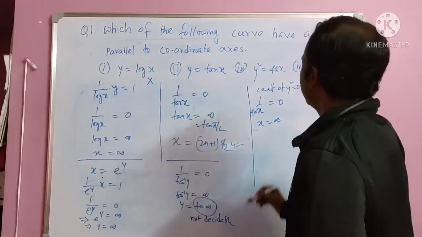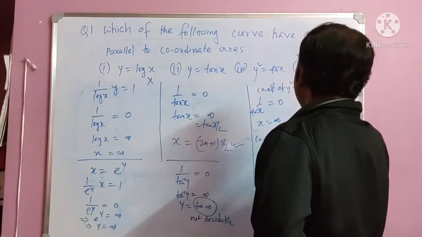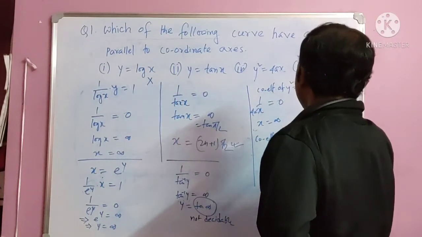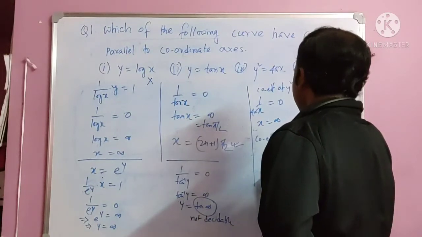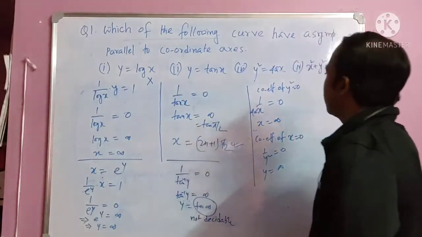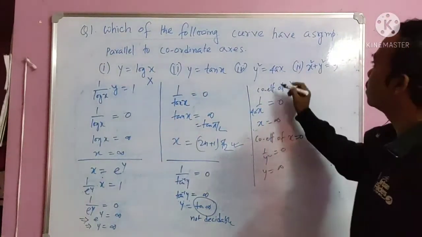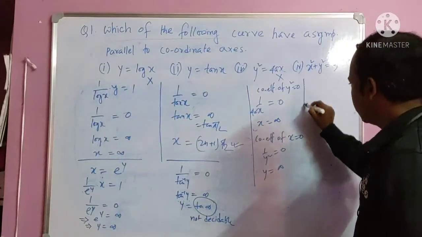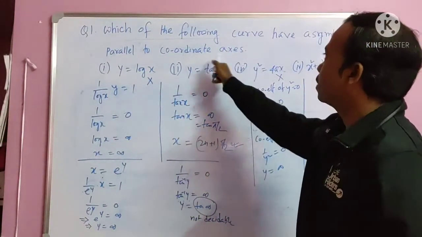Not true. Coefficient of x equals 0. This gives 1 by y square equals 0. This gives y equals 0, y equals infinity. So these portions suggest that this can't have asymptotes parallel to coordinate axis.